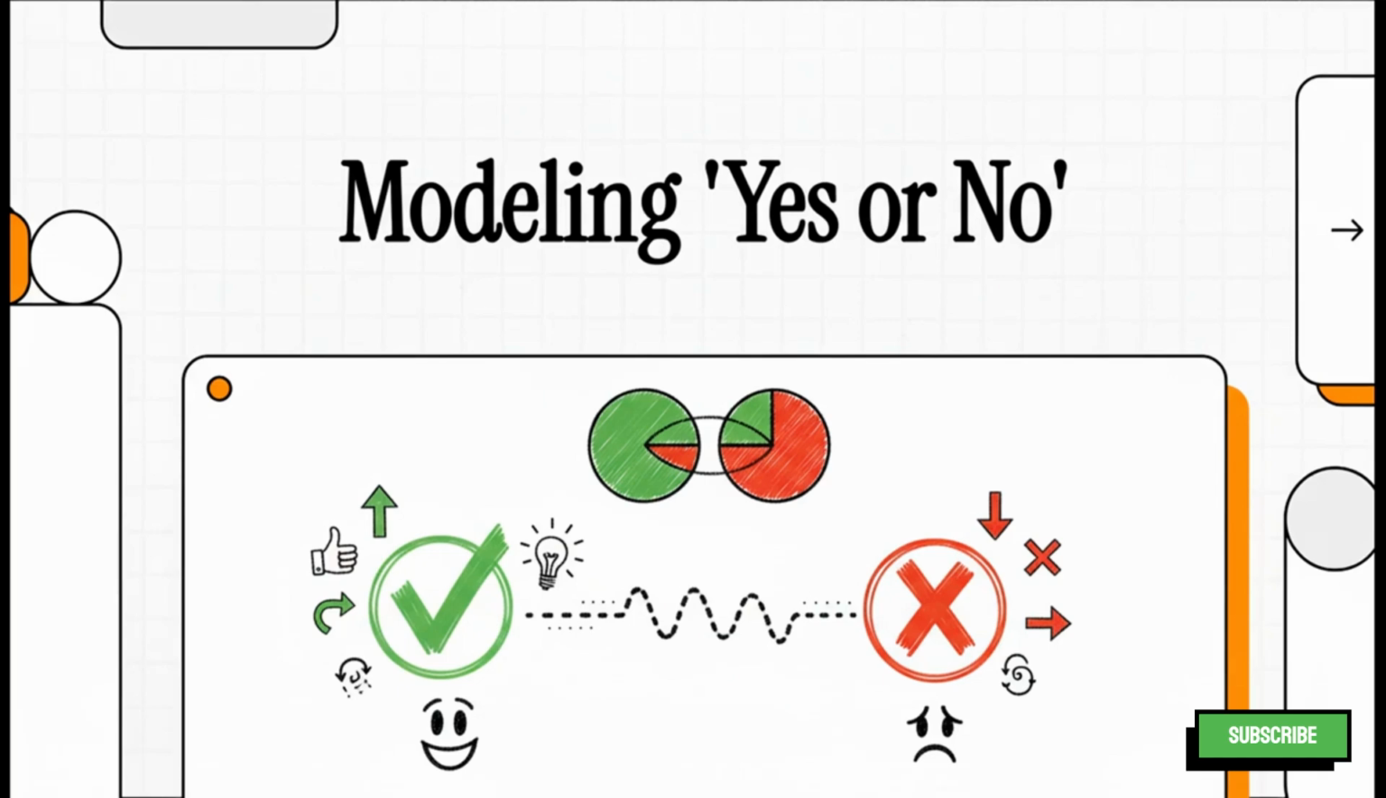Welcome to The Explainer. Today, we're going to tackle a question that every analyst faces at some point. How do you actually model something that can only be a yes or a no, a pass or a fail? It seems simple, but getting it right is crucial, and thankfully, there's a really clever solution.